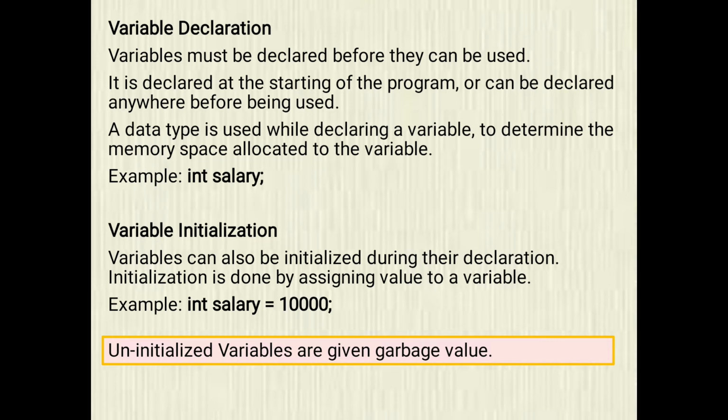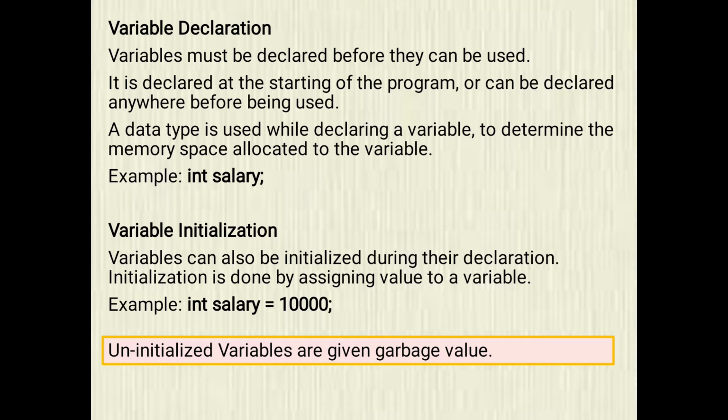Now, a data type is used while declaring a variable to determine the memory space allocated to the variable. So what is a data type? I explained that in the previous video. Using the data type helps determine how much memory space will be allocated for that variable. If your data type is integer, the variable can be allocated anywhere from 2 bytes to 4 bytes.